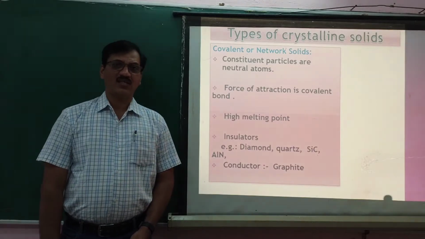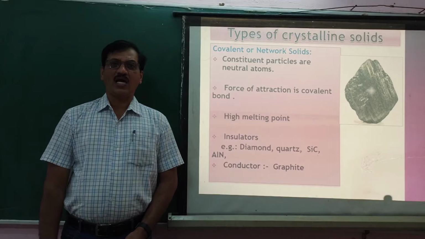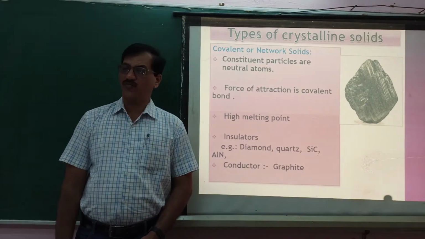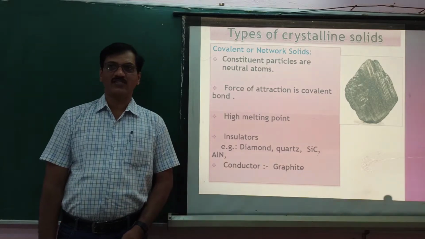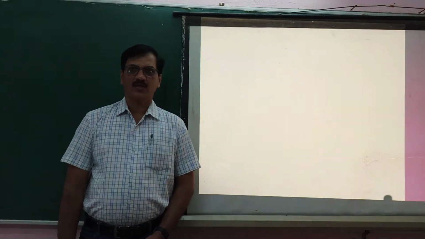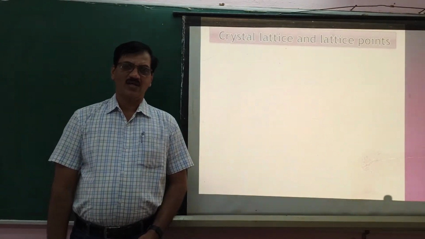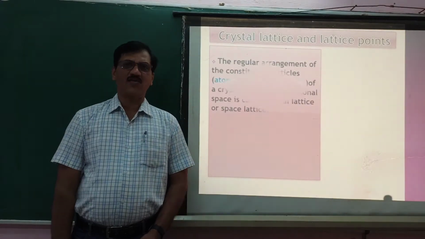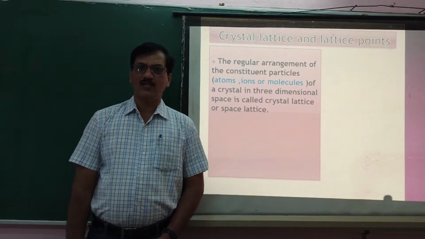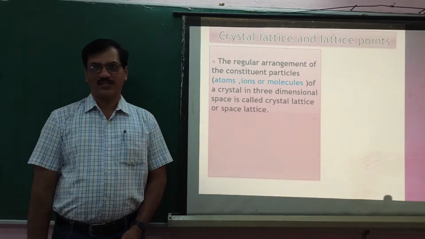But the exception is graphite. In graphite, each carbon is held to only 3 carbon atoms, leaving 1 electron free, and this free electron is responsible for conduction of electrical current. Now these are the 4 types of crystalline solids: metallic solid, molecular solid, network covalent solid, and ionic solid.